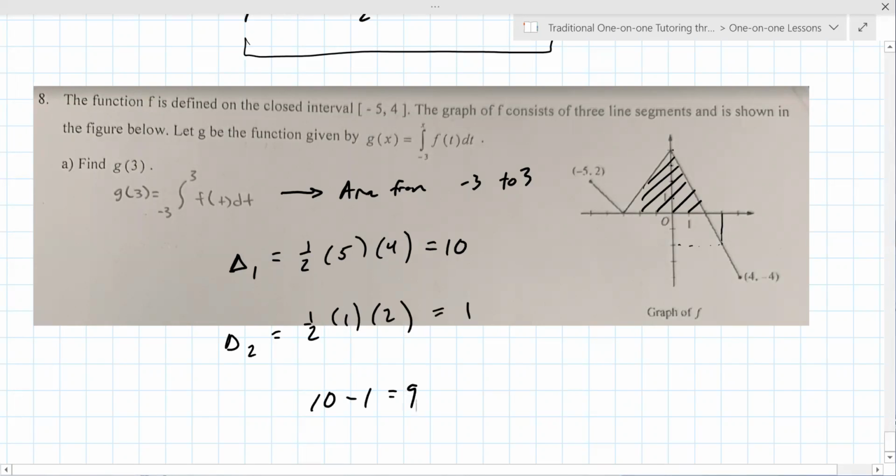Okay. That's it for that one. These are a lot more simple than I thought. Yeah. You just gotta know what to do, and then it's easy to plug it in. Yeah.